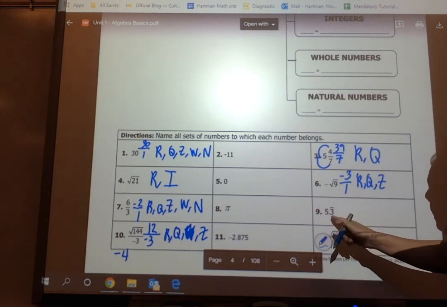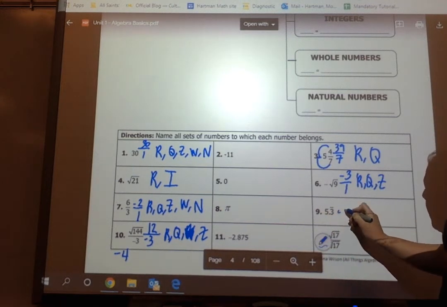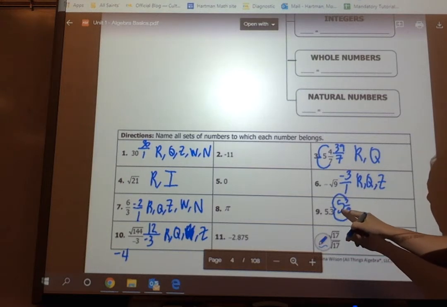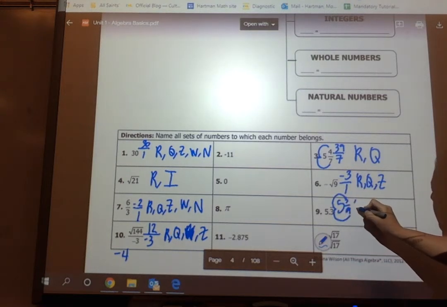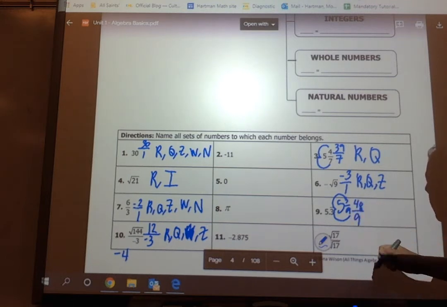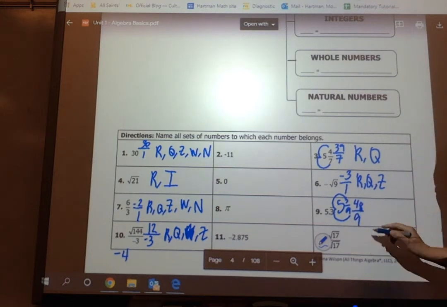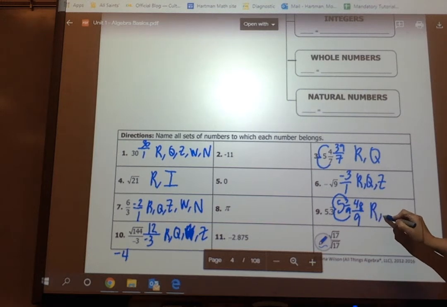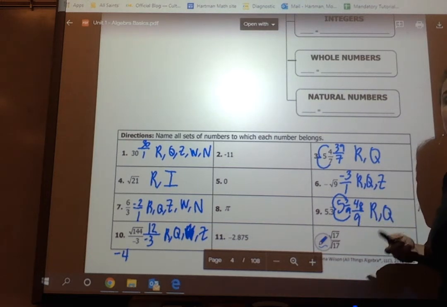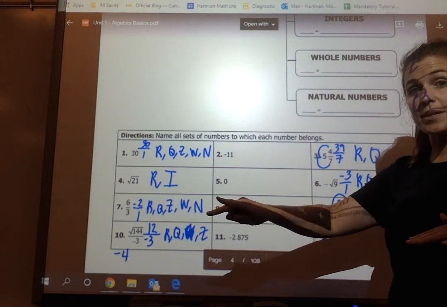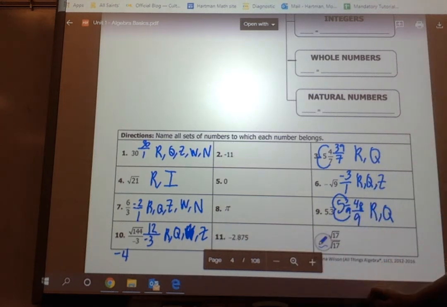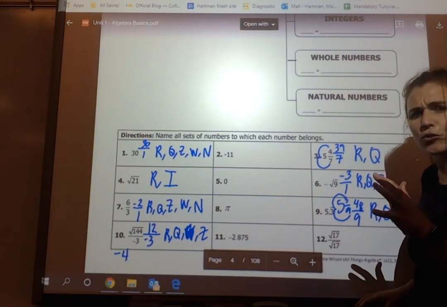Number 9, it does fit the form A over B because this is 5 and 3/9, which in turn could be 9 times 5 is 45, plus 3 is 48 over 9. So it fits the form A over B. We know that it's real, and we know that it's rational. It is not a counting number, so it stops. We're done.